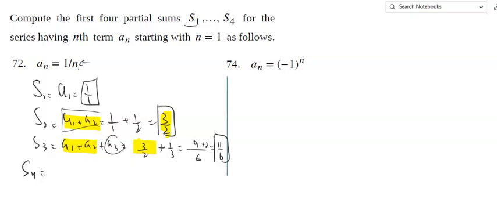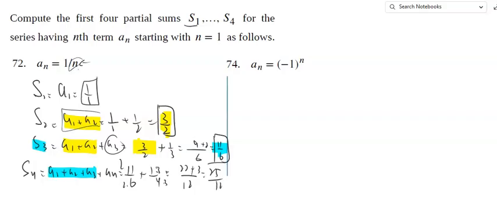S sub 4 is a sub 1 plus a sub 2 plus a sub 3 plus a sub 4, but we just figured out that S sub 3 is 11 over 6, and a sub 4, put a 4 in there, that's 1/4, and that will be all over 12. That's a 2, 22, and that is a 3. That's 25 over 12. And that's all there is to it.